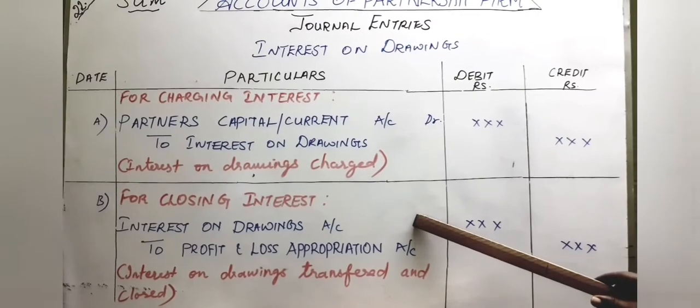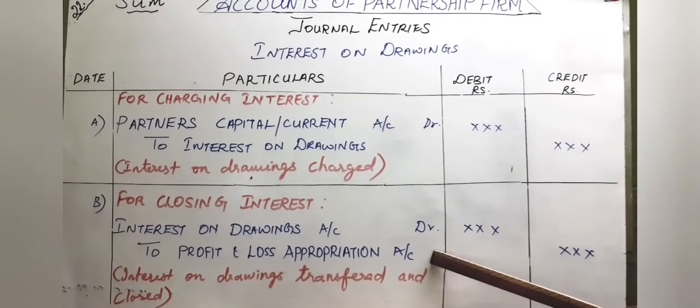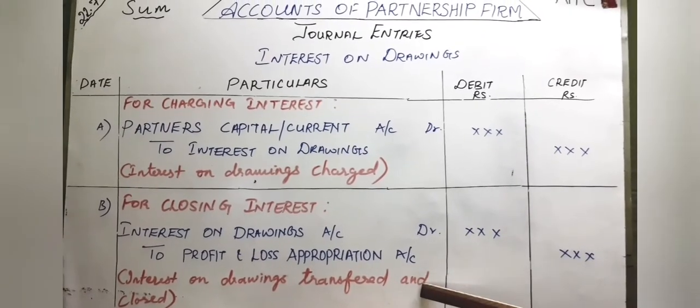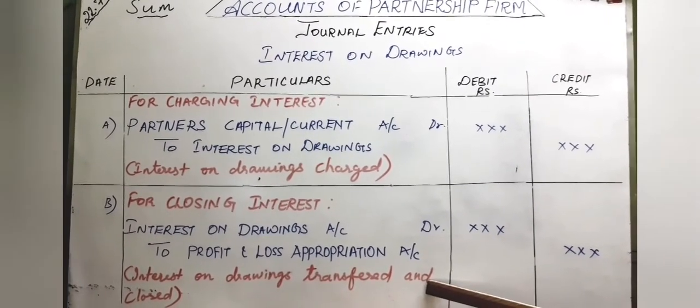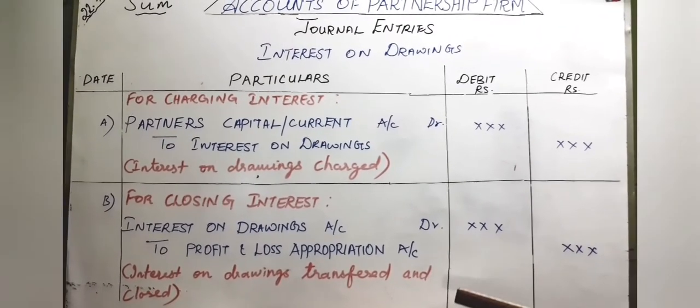Interest on drawings account debited to profit and loss appropriation account. You got me students? So the narration is interest on drawings transferred and closed. Okay, next we will see the calculation.